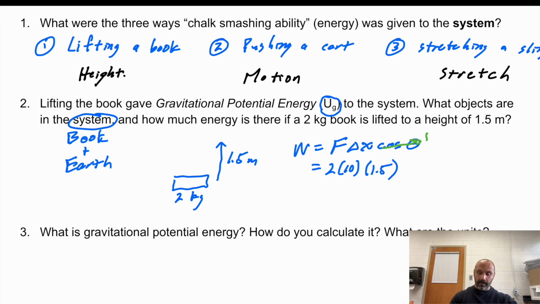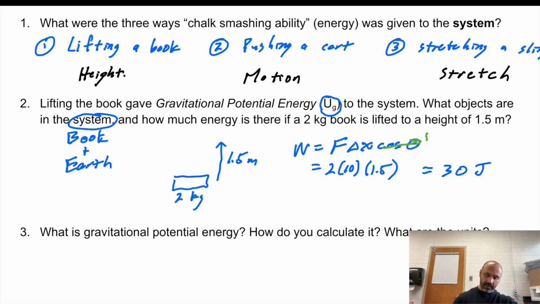Now this is equal to how much potential energy it has. The work that I'm doing, I'm adding that into the system. And so that's what I'm giving to the system. So this turns out to be what, 30 joules. So what is gravitational potential energy, and how do you calculate it?